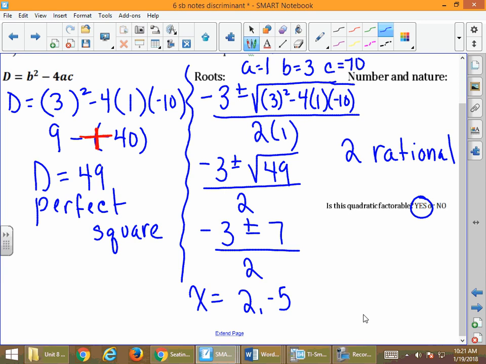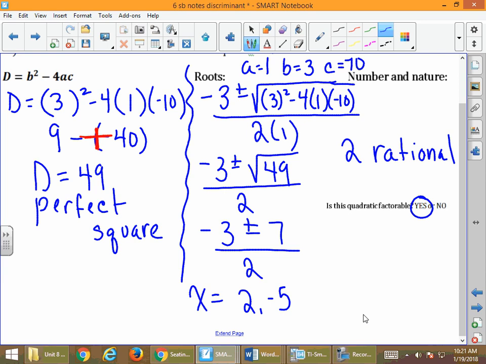The technical definition of rational is any number that can be written as a fraction. Again, I'll say that one more time. I'm not going to write it down, but any number that can be written as a fraction. It doesn't have to be written as a fraction, but it can be.